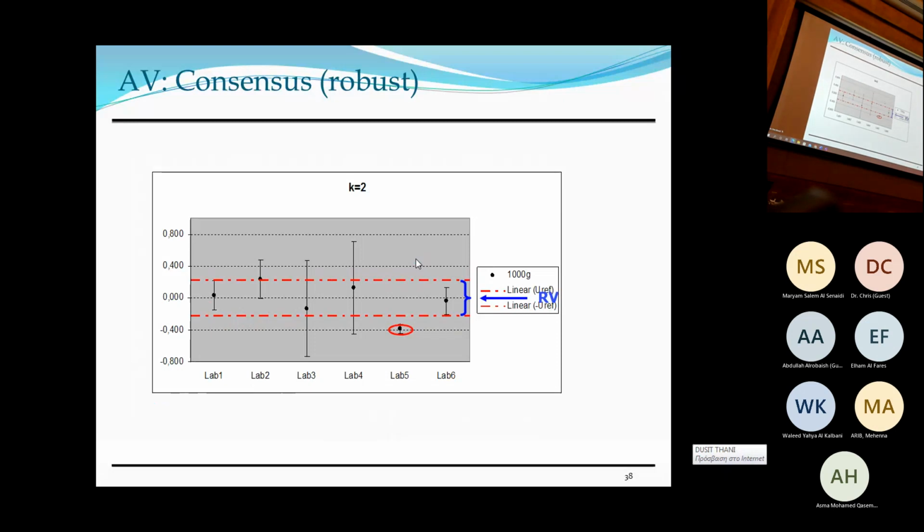Same situation, but now a robust estimator was used. The median was used. So again, there's a different final picture here, where now only the lab with the smallest uncertainty is the one that has an EN number which is larger than 1. All the others pass.